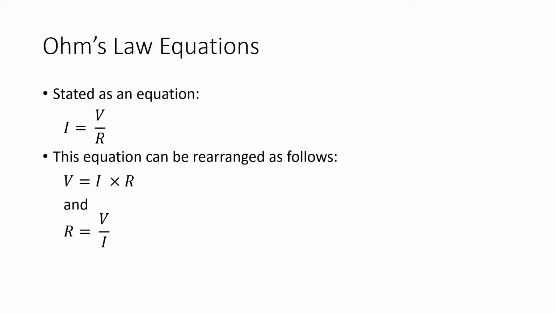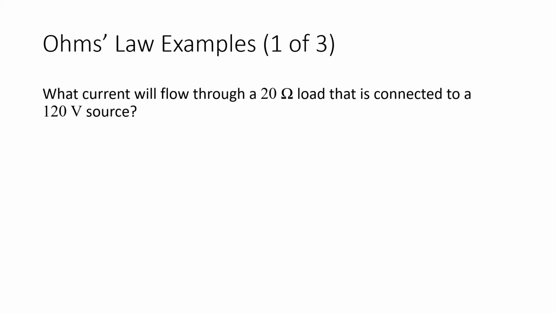Let's look at some examples. What current will flow through a 20 ohm load that is connected to a 120 volt source? Now, when solving this problem, I want you to always begin by writing down the equation or formula that you will use. And for this example, that formula is I equals V over R.